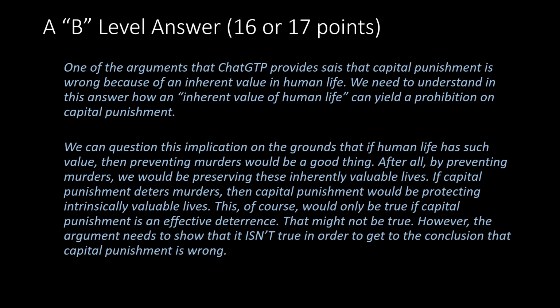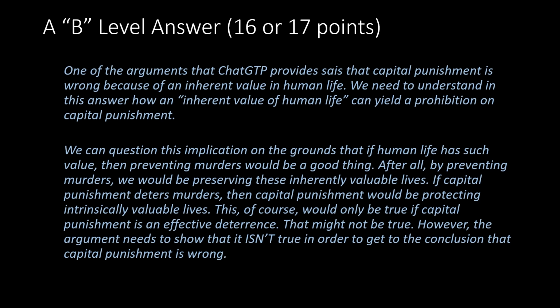After all, by preventing murders, we would be preserving these inherently valuable lives. If capital punishment deters murder, then capital punishment would be protecting intrinsically valuable lives. This, of course, would only be true if capital punishment is an effective deterrence. That might not be true. However, the argument needs to show that it isn't true in order to get to the conclusion that capital punishment is wrong. End quote.